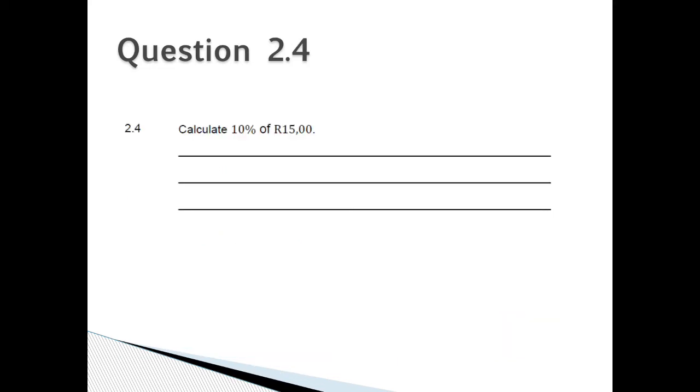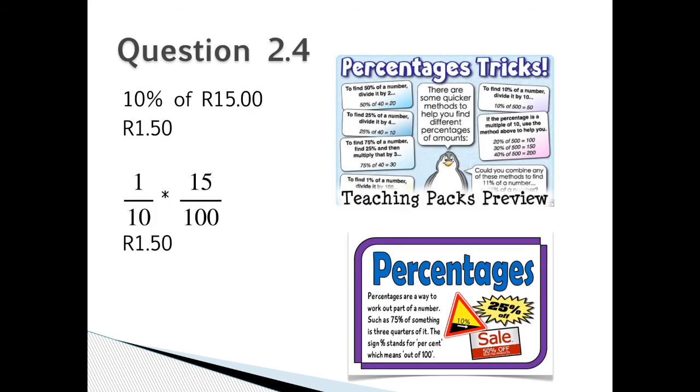Question 2.4. Calculate 10% of 15 Rand. Percentages are a way to work out part of a number, such as 75% of something, which is 3/4 of it. The sign percentage stands for percent, which means out of 100. So 10% of 15 Rand is 1 Rand 50.